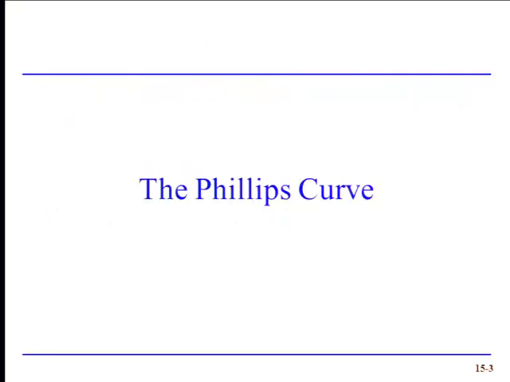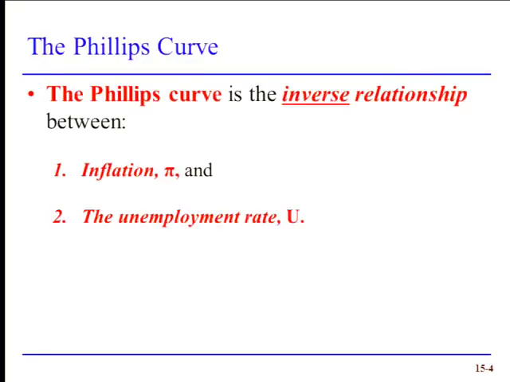Okay, back to the Phillips curve. So the Phillips curve was derived by a New Zealand economist, A.W. Phillips, who was working in the United Kingdom primarily in the 1950s. And he looked at about 150 years worth of data in the manufacturing sector in England. And when he plotted the data, what he noticed was that there was an inverse relationship between wages in manufacturing and the unemployment rate in the manufacturing industry.